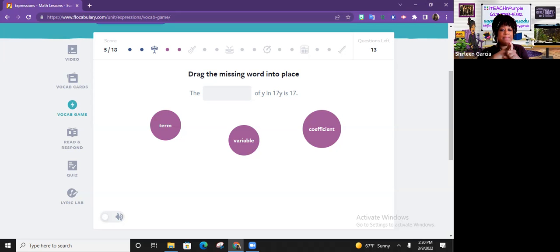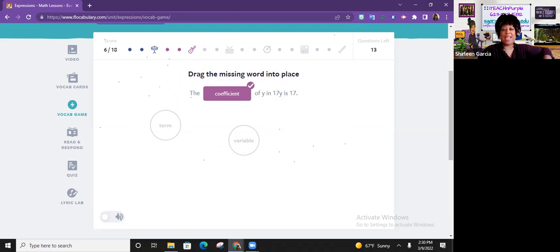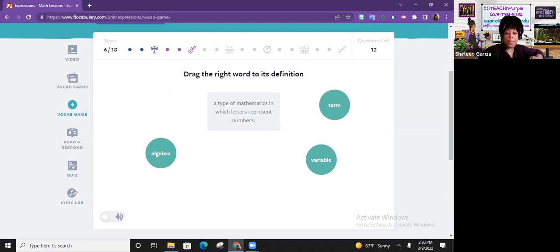The 17. Yes, the number that's married to the variable or the letter is the coefficient. Oh my goodness, I am so excited. You guys are so good at this already. Yes, the y is the variable.